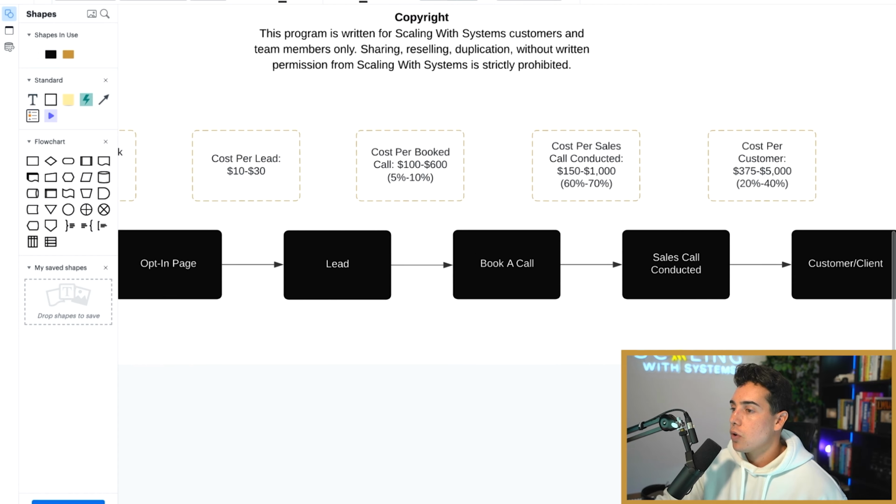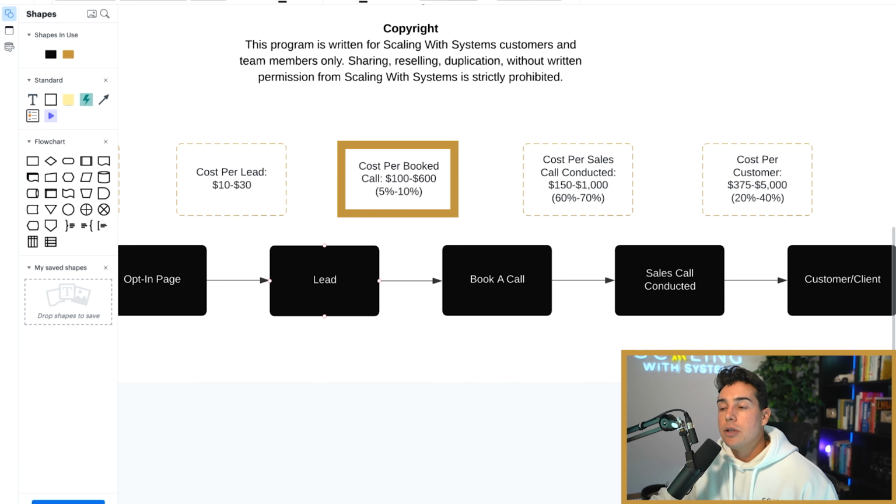Next step is, of course, going to be cost per booked call. So this is the people that gave us their information to the lead. They went to the sales page and they ended up booking a call. So that's around 5 to 10% of the leads that we generate will end up booking a call. And that cost is anywhere from $100 to $600. So like I said before, if I get a cost per booked call at $2,000, $3,000, then it's very rare that I would be profitable from the advertising campaign.